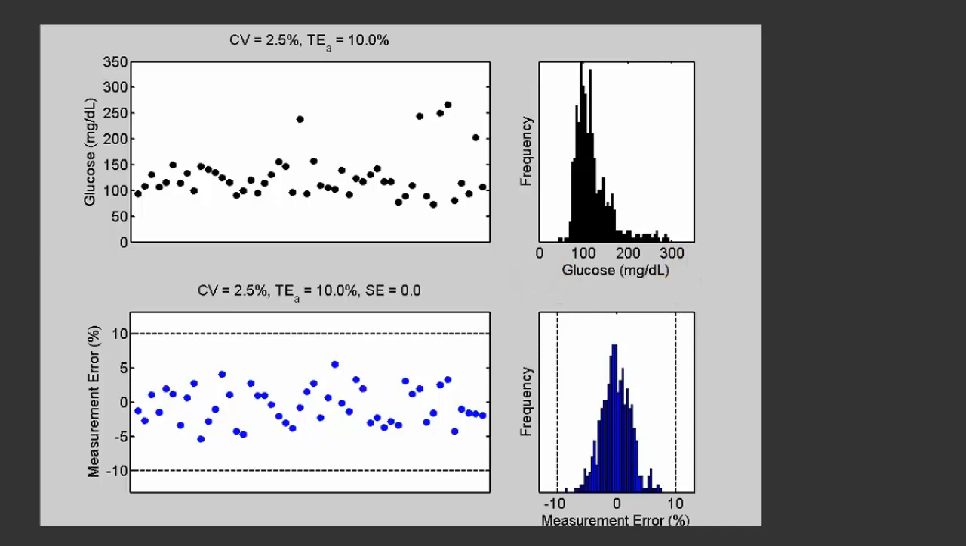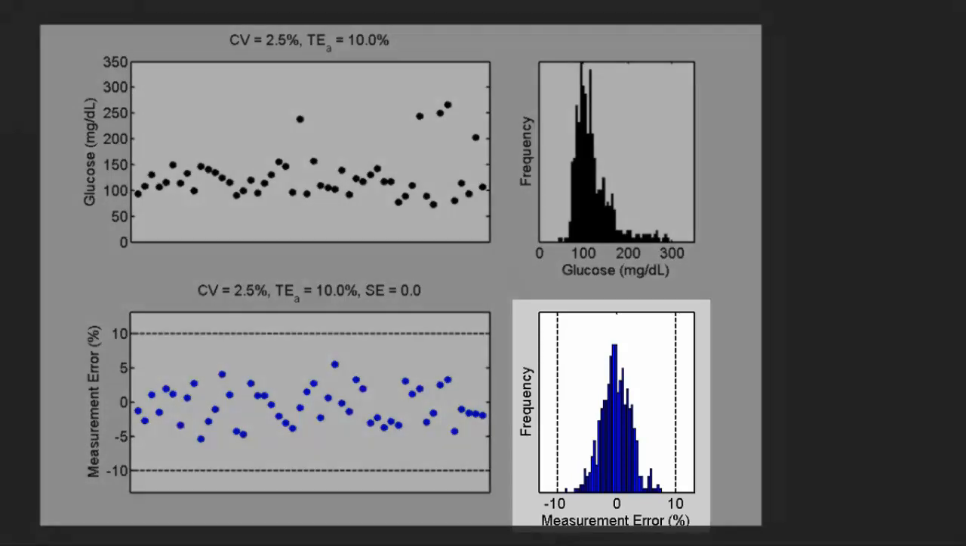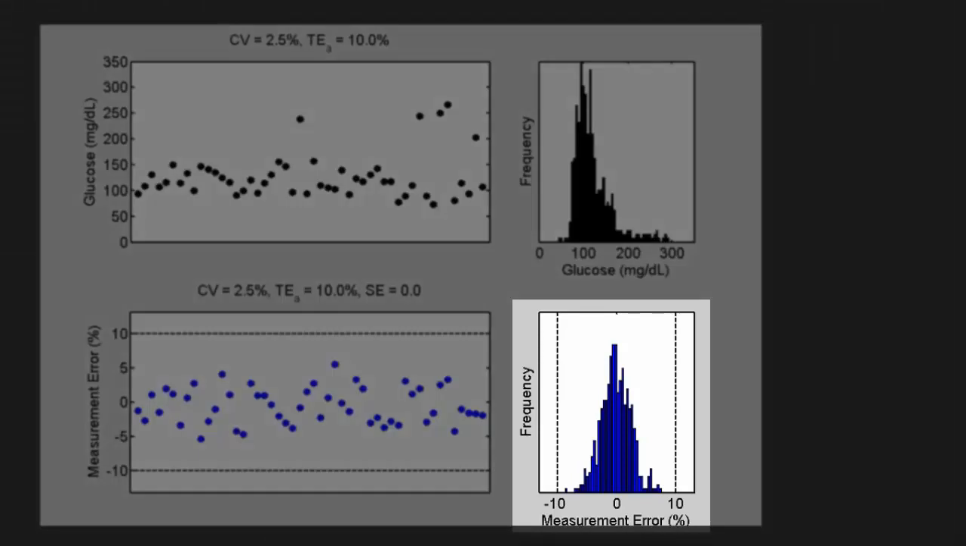We can compute and predict the likelihood of producing a result that fails to meet the quality requirement by the number of observed measurement errors that exceed plus or minus 10%. If you look at the lower right panel, there are no results that exceed the limits.